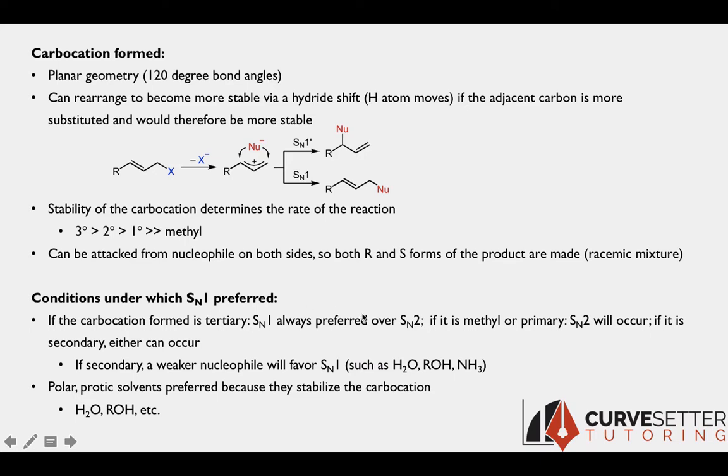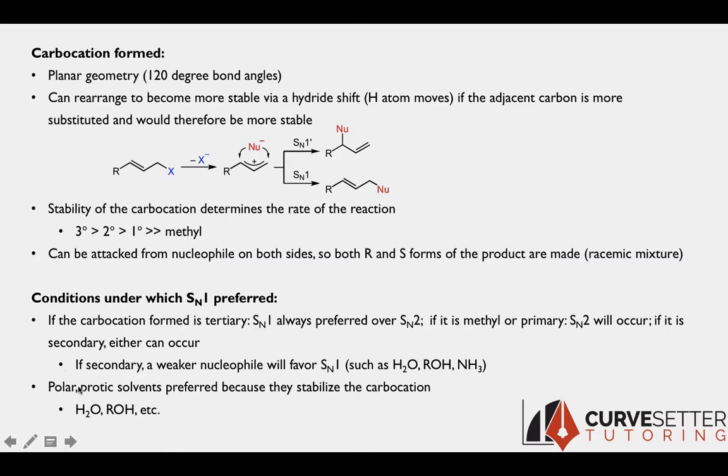If the carbocation that you form from the leaving group leaving is methyl or primary, so methyl being CH3+, primary being RCH2+, then SN2 is going to occur because that carbocation is so unstable that it's not going to be able to form via an SN1 mechanism. So if tertiary carbocation, SN1; if methyl or primary, SN2; if secondary, either SN1 or SN2 will occur.